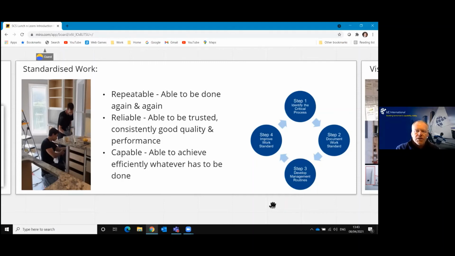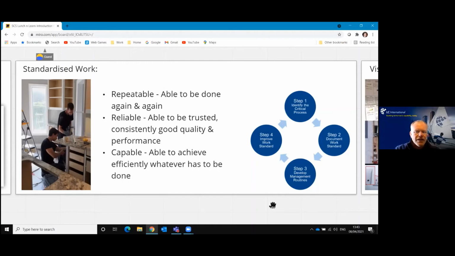For standard work to work, we've got to ensure that we do have those management routines to constantly check, do we have the right standards in place? Are they being adhered to? Do people understand what standards are and why they're important to the quality of the products and the constructions and the sites that we're working on?